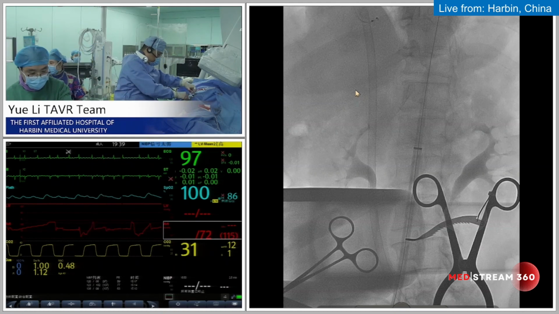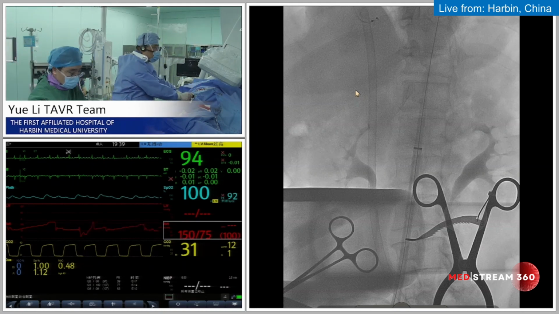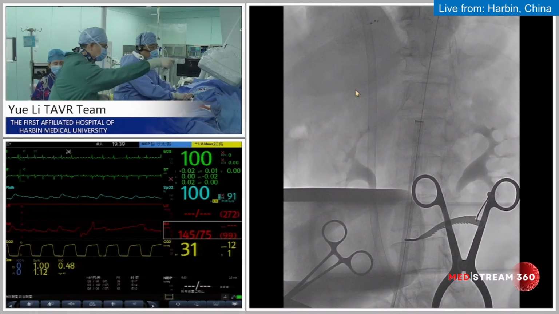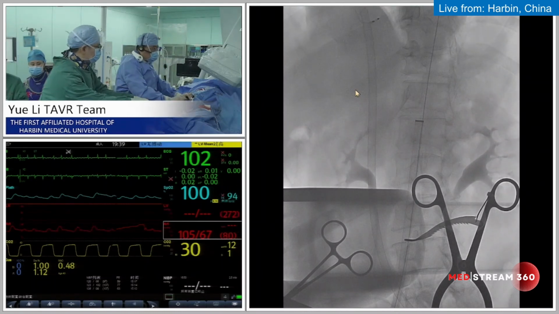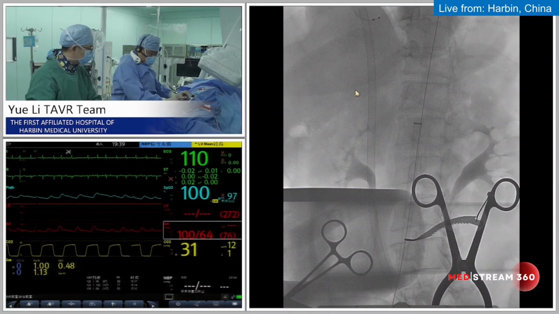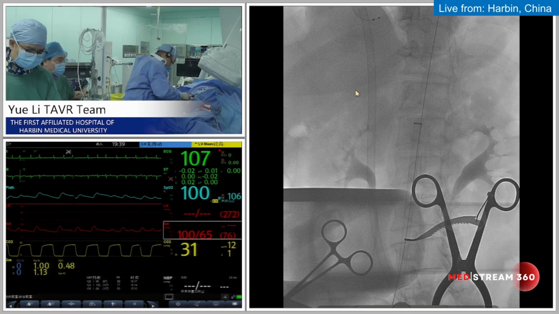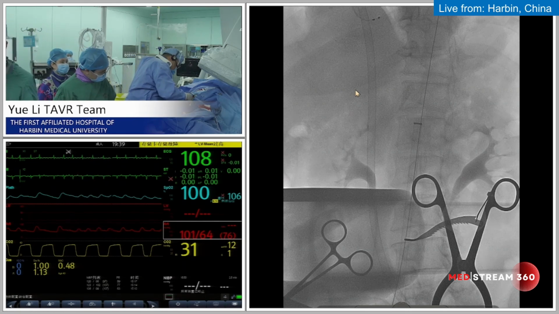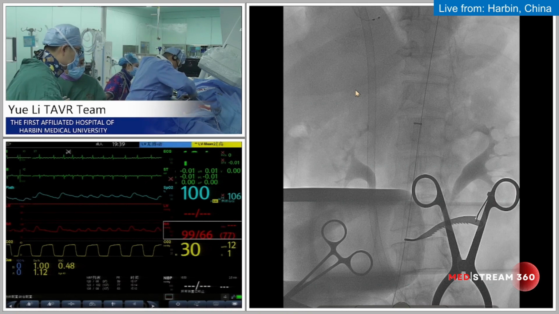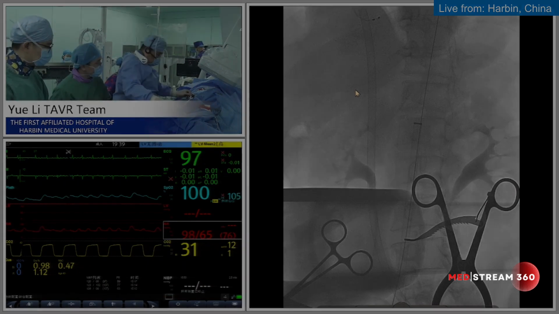Advance the pigtail catheter to the ascending aorta and position the distal tip in the non-coronary cusp of the native aortic valve. Identify the ideal annular viewing plane using contrast injection at various angiographic angles.